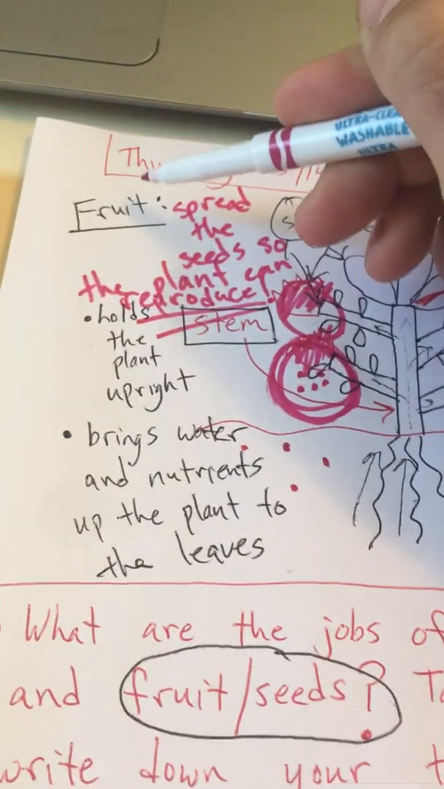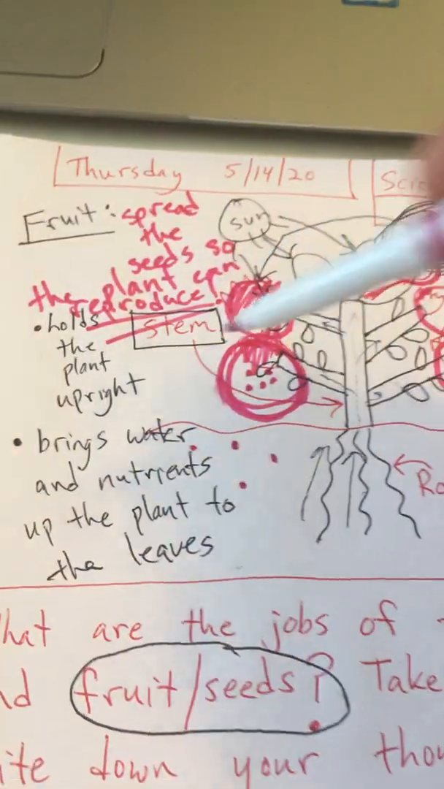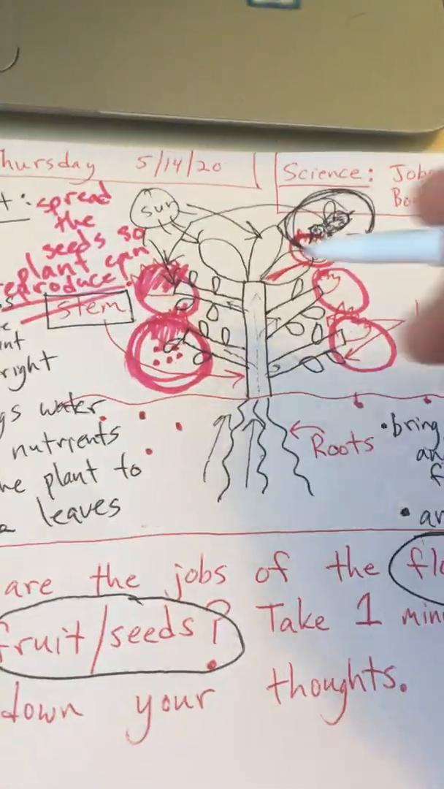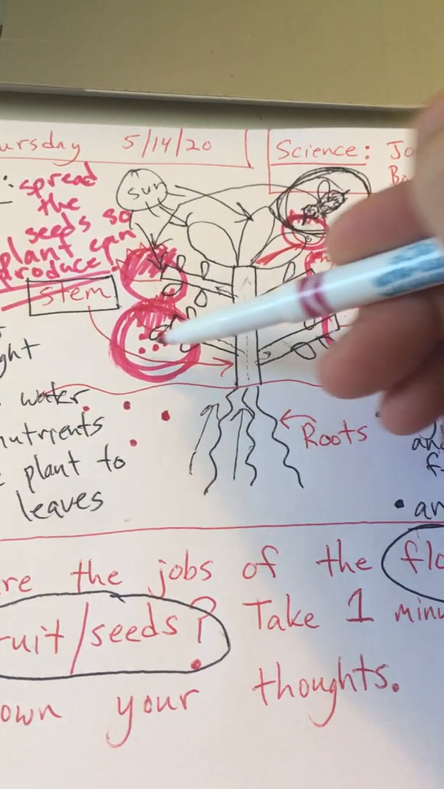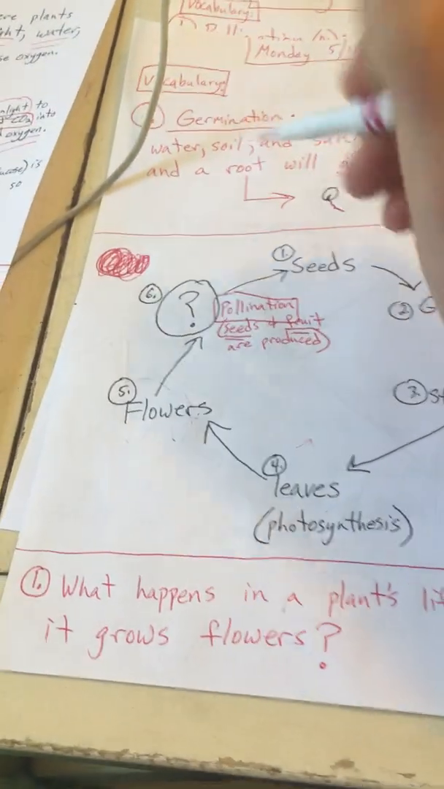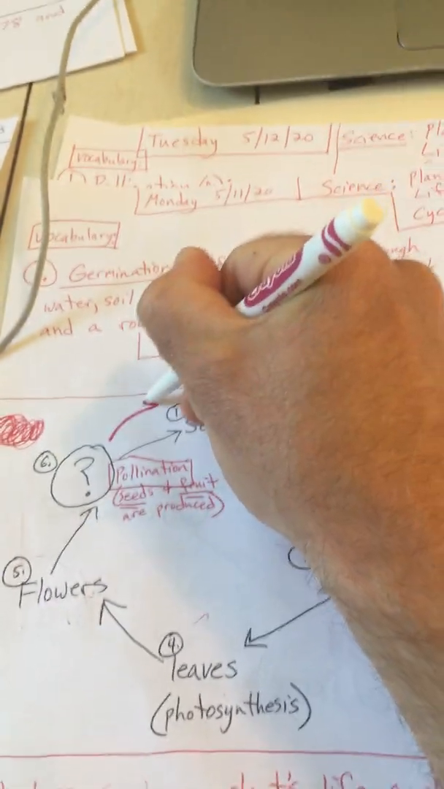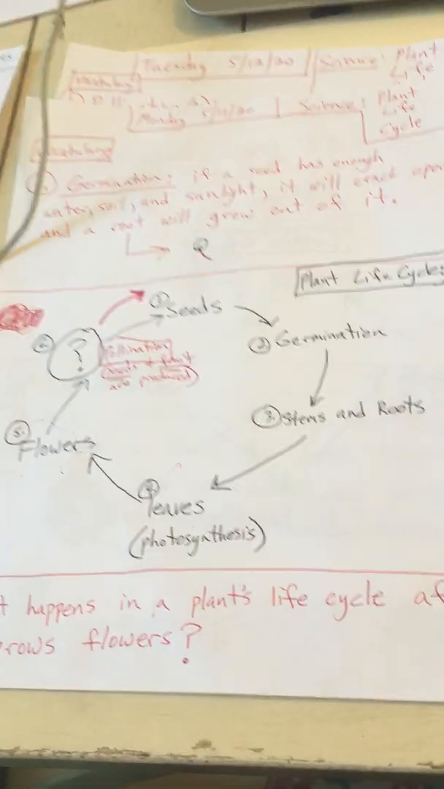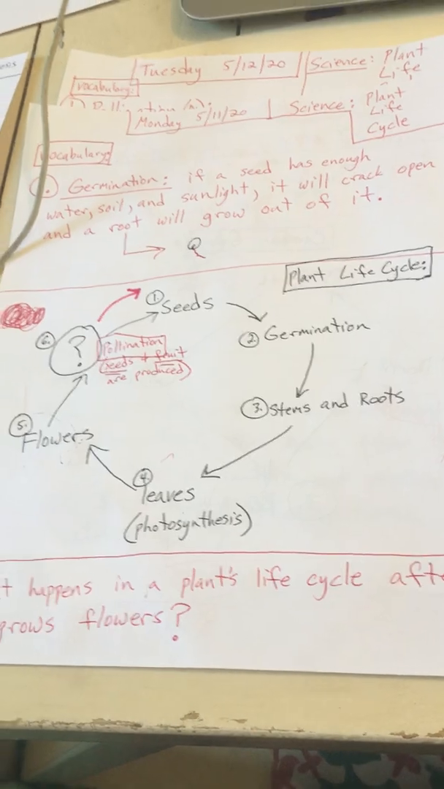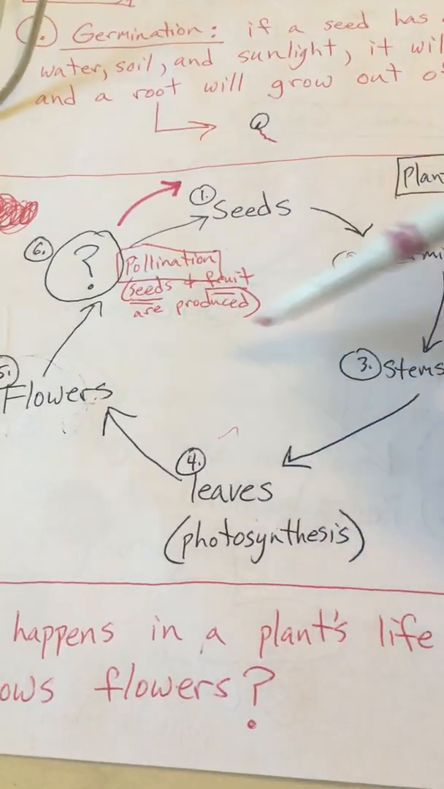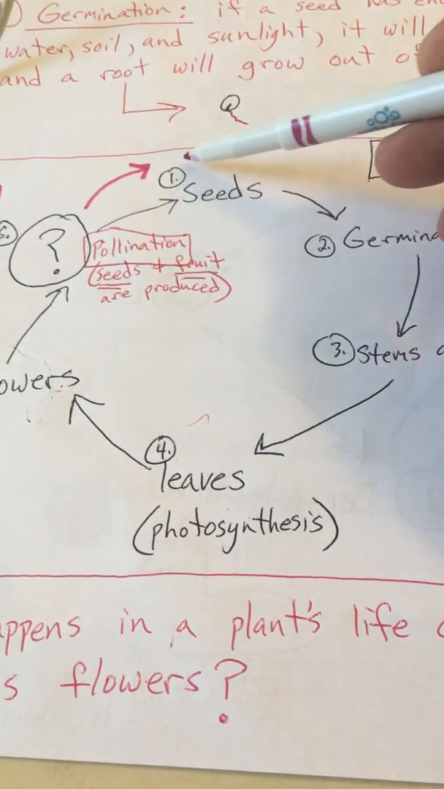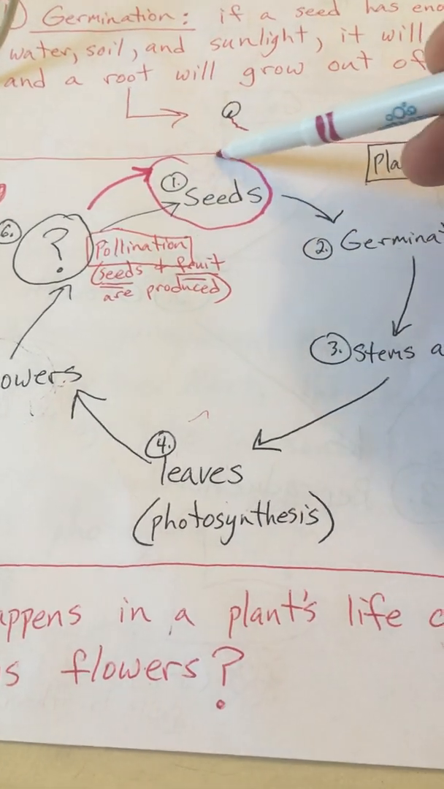So the fruit's job, or the seed's job, is to get spread around so that when this plant dies, these other seeds will then grow into new plants. Okay, so those are the jobs of the flowers, to attract these pollinators so that pollination can happen, and then the job of the fruit is to spread the seeds out so that we can start again here at stage 1 of the plant's life cycle.